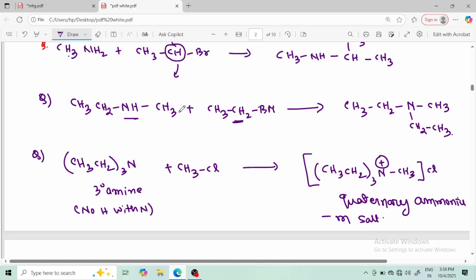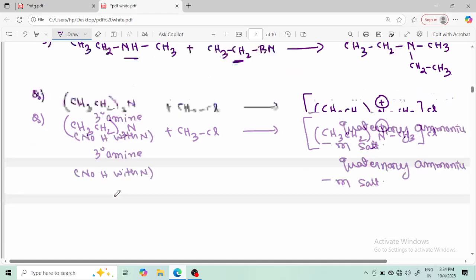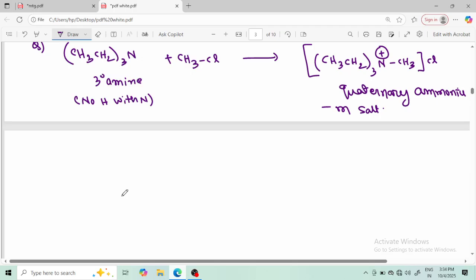Right, let's do one more question related to 3-degree amine, so that this concept of quaternary ammonium salt will be clear to you. This one again, I did in the ammonolysis part of preparation. So let's say I am giving you CH3 three times nitrogen and it's reacting with CH3 CH CH3 and Cl. Okay, so what will happen here?